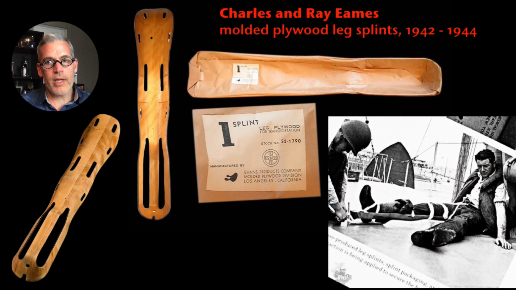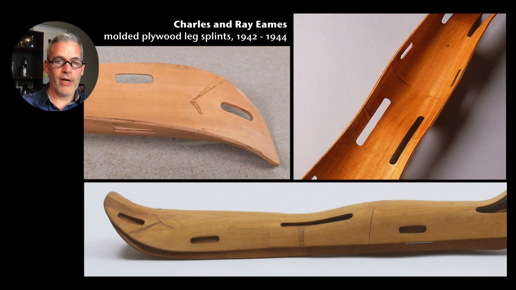The Eameses realized quickly that they wouldn't be able to really make the progress they wanted to make in understanding plywood without access to better materials. And during World War II, the only people who had access to the materials were the military. They got a contract with the Army to produce a lightweight, inexpensive leg splint, and this allowed them access to wood and glue and an order for 5,000 leg splints by the end of the project.